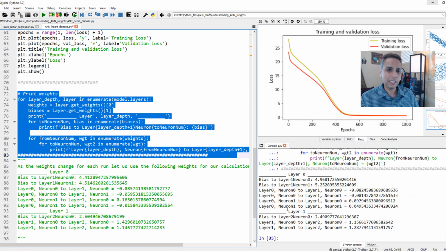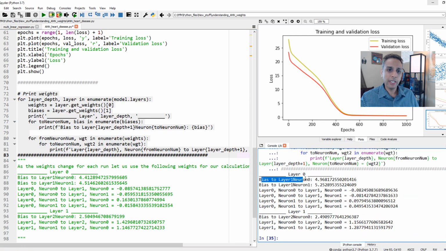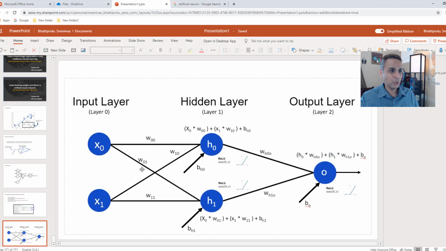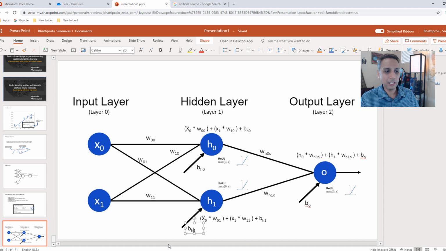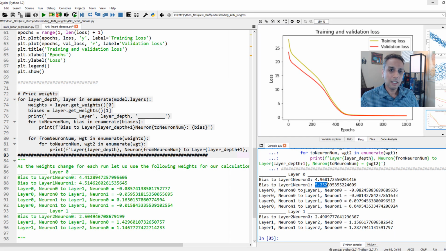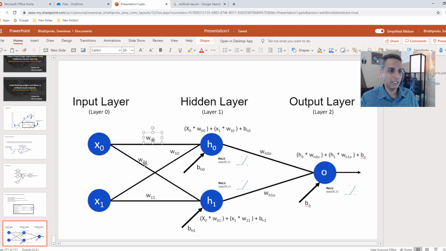So on the right hand side, keep an eye. My bias for layer 1 neuron 0 is 4.96. Layer 1 neuron 1 is 5.25. So if I open my image again, these are the values that I'm talking about. The bias is right there, and then comes layer 0 neuron 0. This is the weight, and this is the weight. So these are the weights right there, and then the weights here and here.